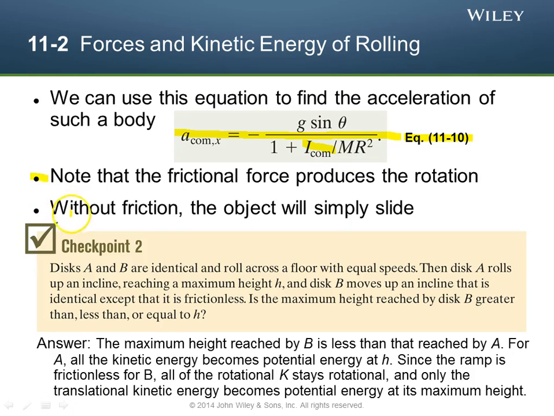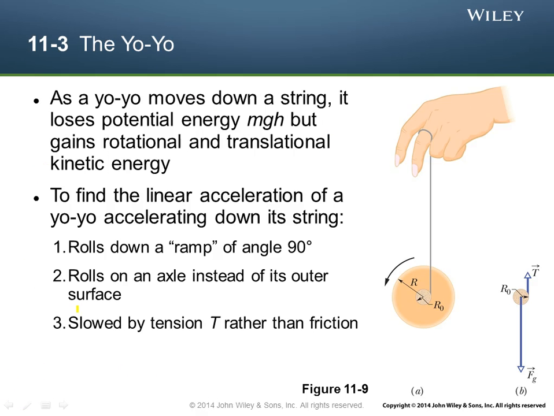Something to note here is that friction is causing the rotation. It's part of the rotation, the fact that the center of mass is over its support and friction is allowing it not to slip. Then we are going to see the torque and the rotation. Without friction, the object would simply slide down the ramp.